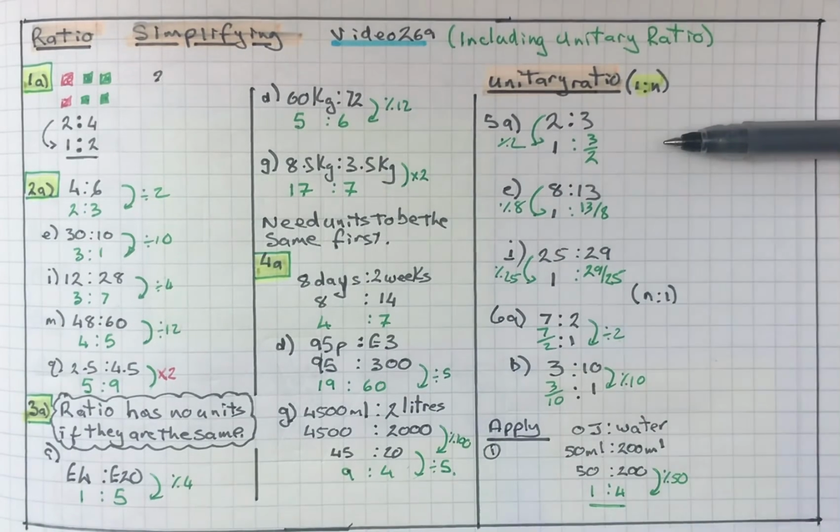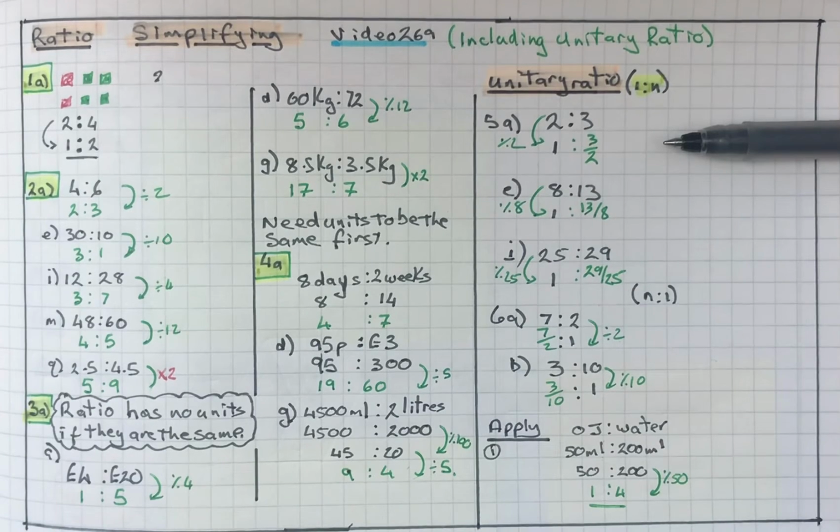Question 5 talks about unitary ratio and the ratio 1 to n. That means that this time round 2 to 3 is normally in its simplest form, but if I keep on going, for every 1 piece the first person gets, how much would the second person get? I've got to divide the first number by 2, so if the first person gets 1, the second person will get 3 divided by 2, 1.5.